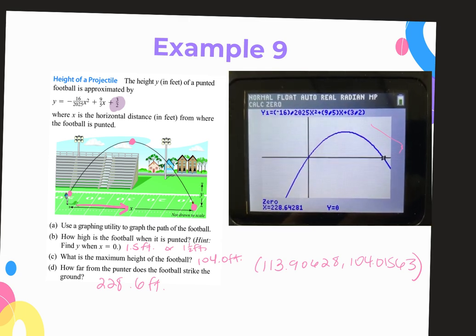So you've got to be comfortable enough with your calculator to be able to manipulate your window, your zoom, all those things, and understand what it's asking you. Maximum height is going to be the k coordinate of your vertex. Where it hits the ground are going to be your zeros. Where it leaves or where it starts is going to be the y-intercept. So those kind of things always happen. You just got to understand what it's asking for.